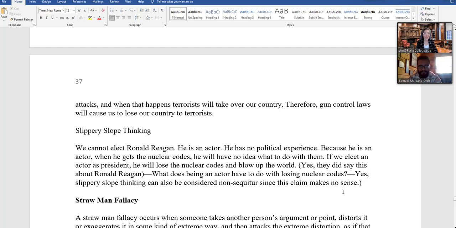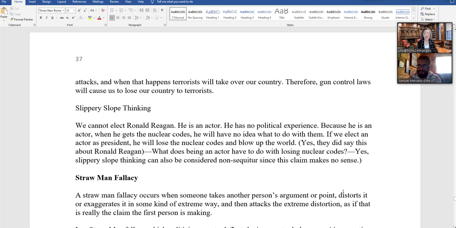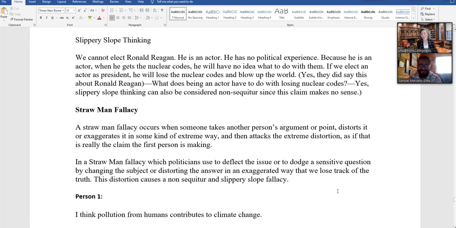Okay? And they also said the same thing about Trump. And right now they're doing it on Biden, saying he's really old. So, slippery slope thinking is very, very prominent. And if you don't know about fallacies, you'll believe it because it sounds logical.